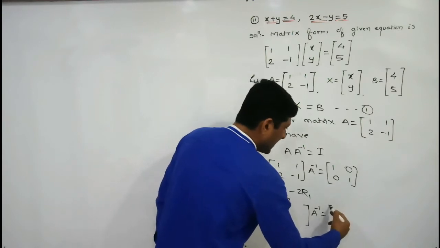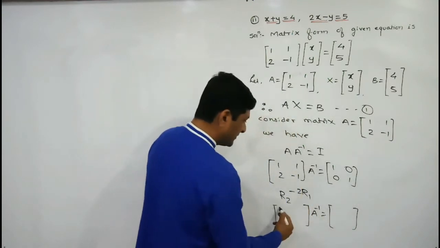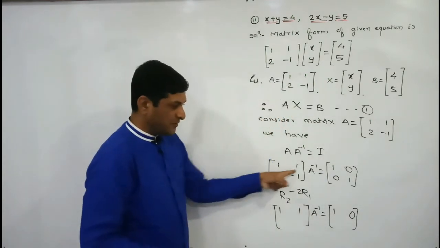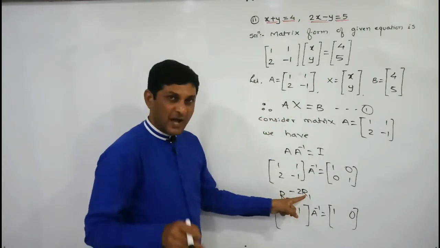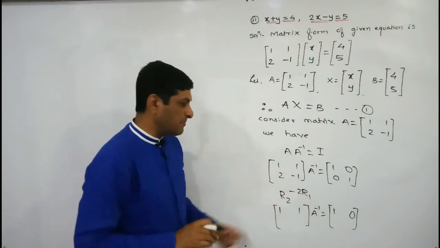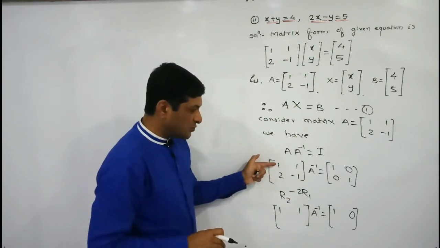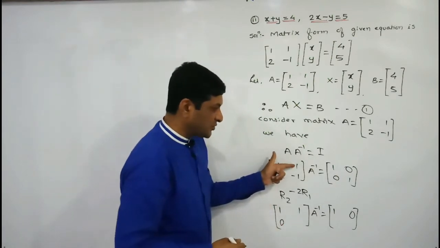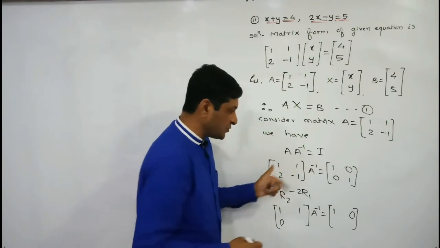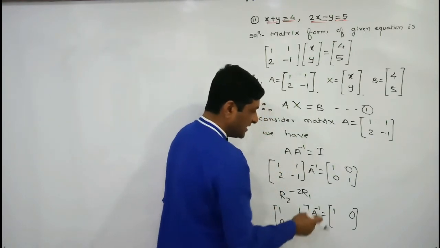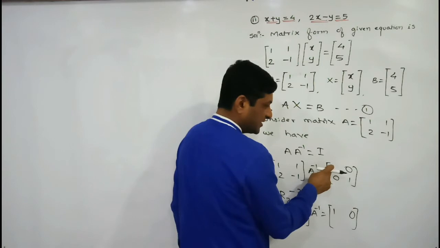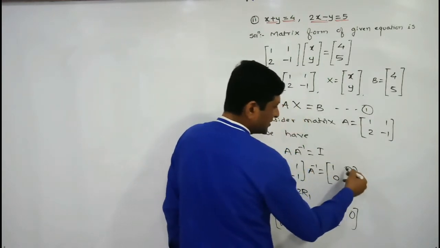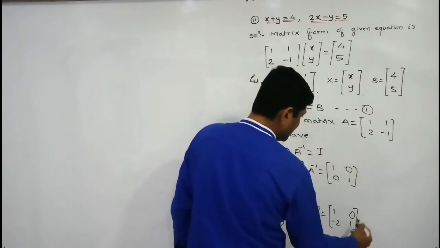Our operation is on R2, so on both sides keep the elements of R1 as it is. Perform this operation on R2. These are the elements of R2. We are using the corresponding elements of R1 and multiplying R1 by -2. 1 into -2 is -2, -2 plus 2 is 0. 1 into -2 is -2, -2 minus 1 is -3. 0 into -2 is 0, -2 plus 0 is -2. And here, multiplying by -2, 0 into any number is 0, 0 plus 1 is 1.